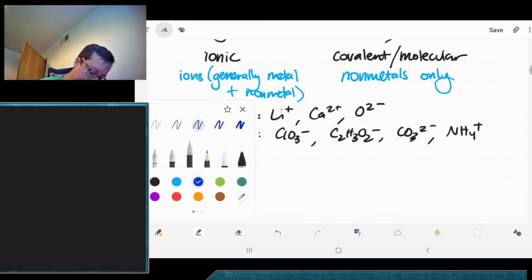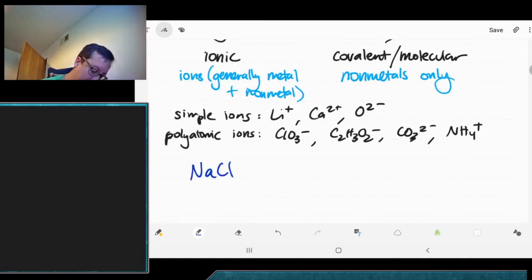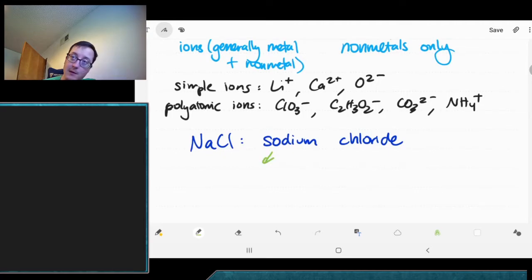Our absolute favorite ionic compound is this one, which we know how to name. We call it sodium chloride. We already know that name, yes? Let's look at that. The sodium in this name comes from sodium ion, which is this guy. Positive ions don't change their name. So sodium, when it loses its electron, becomes a sodium ion. No name change.